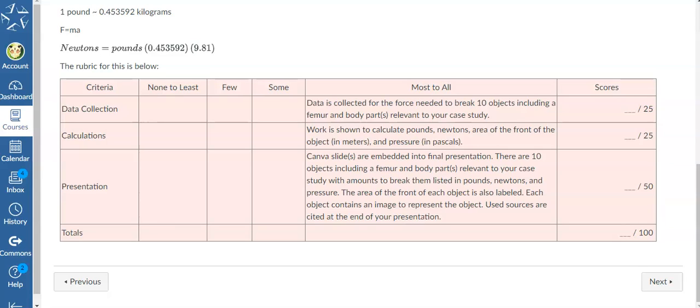I look forward to seeing some very creative looking force comparison charts.